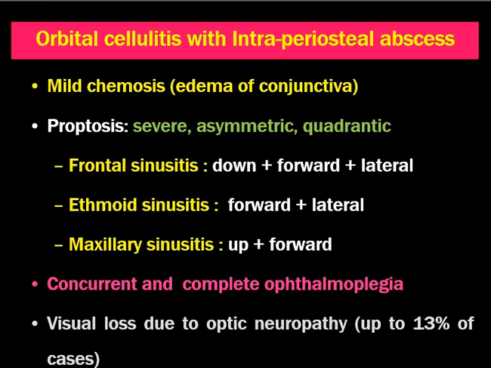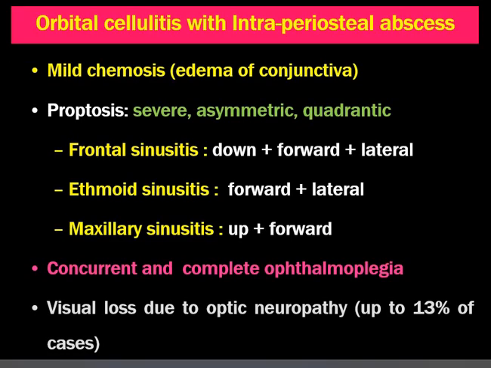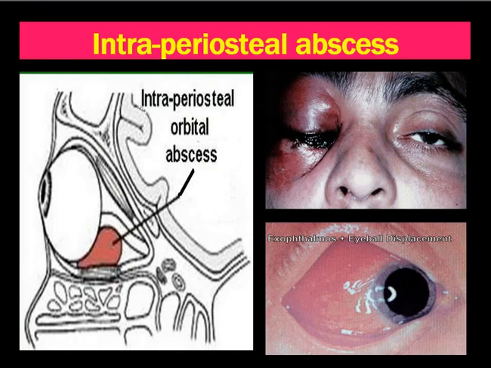The patient may have concurrent and complete ophthalmoplegia. The eye does not move properly, and there will be visual loss due to optic neuropathy due to compression of the optic nerve. This is intraperiosteal abscess. We can see here intraperiosteum. This is the periosteum, the intraperiosteal abscess, and it is compressing the optic nerve. The patient is having chemosis, swelling, and there is bulging of the eyeball.